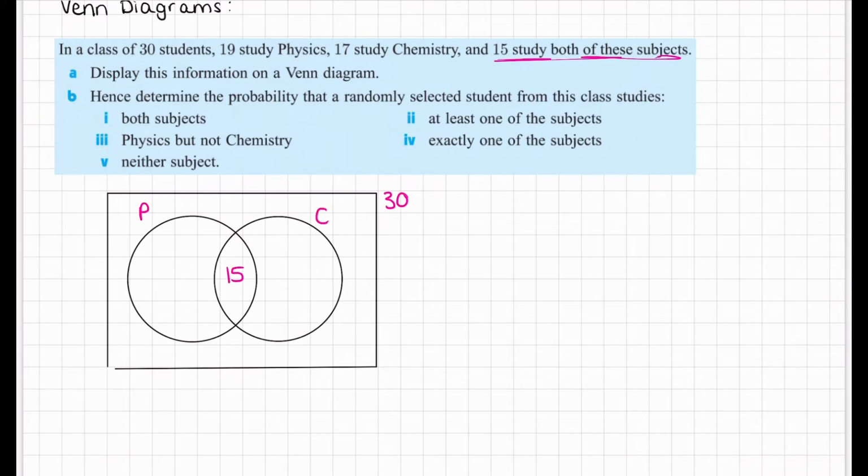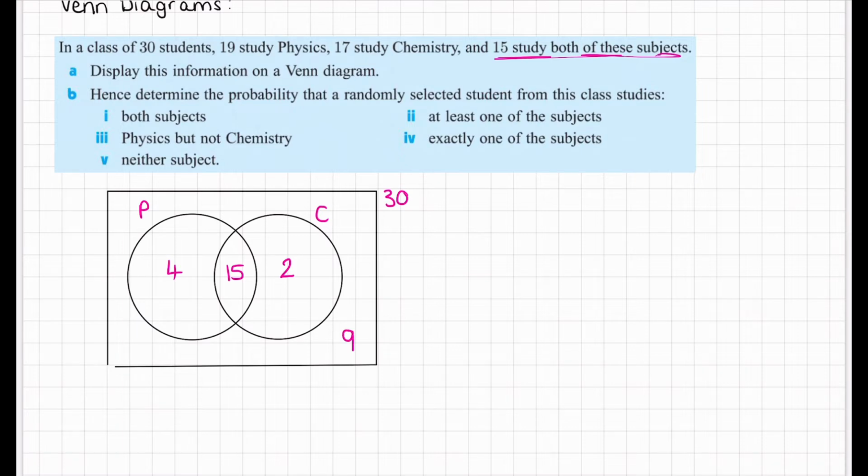Now, we know that 19 study physics, so in that whole circle of physics, it needs to be 19. We've already got 15 there, which means there'll be 4 left over that only study physics. 17 study chemistry. We already have 15 in the chemistry circle, which means 2 study only chemistry. Now, if we add those numbers up, we get 21, and our sample space is 30, which means there must be 9 students who do not study physics or chemistry.